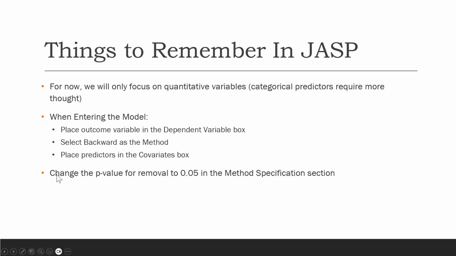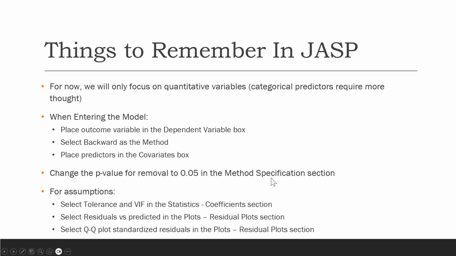With backward elimination, we're going to use an alpha of 0.05. The backward elimination method default in JASP is not 0.05, it's a different value. So we're going to have to change this p-value every time in the method specification section. And then to get everything we need for our assumptions, we're going to select tolerance and VIF in the statistics coefficient section. We're going to select residuals versus predicted in the plots, residual plot section. And then we're going to do the QQ plot standardized residuals in the plots, residual plots section.